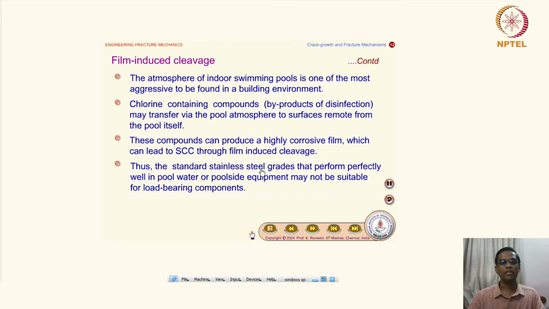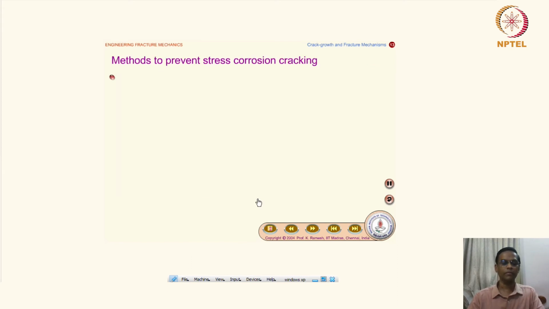Thus, the standard stainless steel grades that perform perfectly well in pool water or poolside equipment may not be suitable for load-bearing components. So when the load and aggressive environment come together, then you need a very different type of material, not just stainless steel or something like that. So that's the message. How to prevent this?